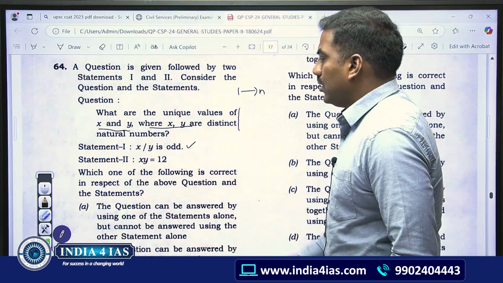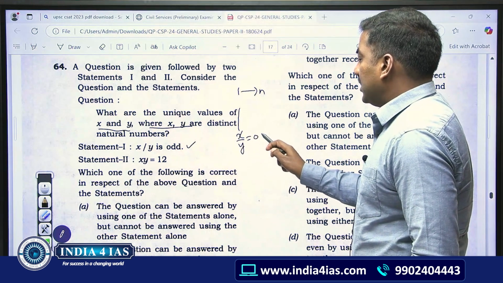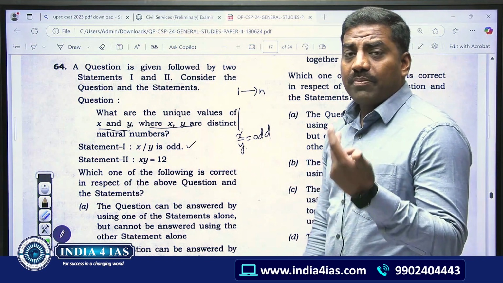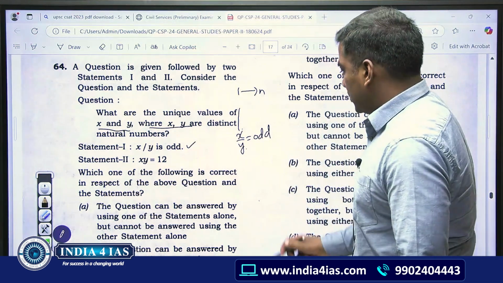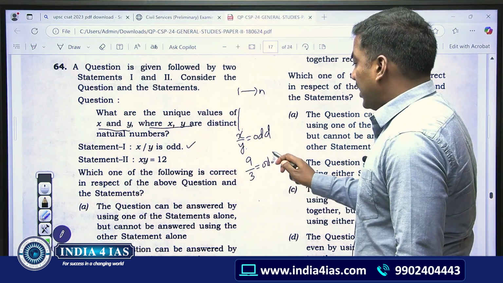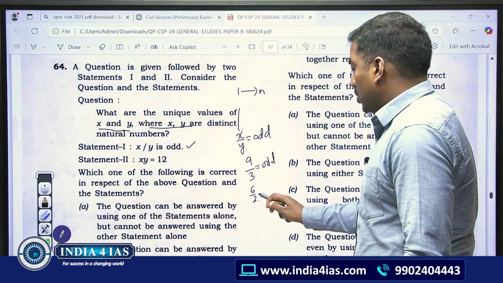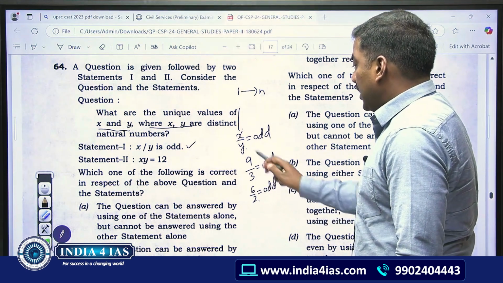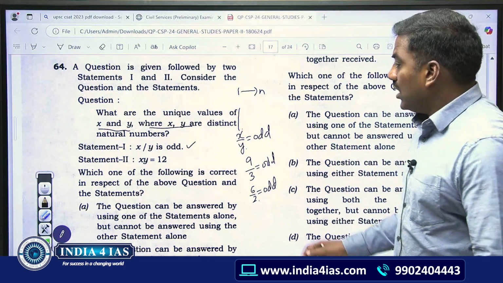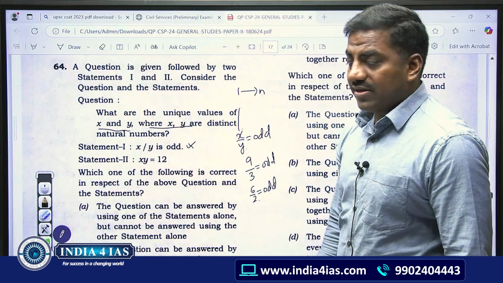Statement 1: x by y is odd. They are asking what are the values of x and y. In this case, we get many options. For example, 9 by 3 is odd, so the values of x and y are 9 and 3 respectively. Let's say 6 by 2, it is also odd. So in that case, x is 6 and y is 2. We can have many values for x and y. So statement 1 alone cannot help us to get the answer.